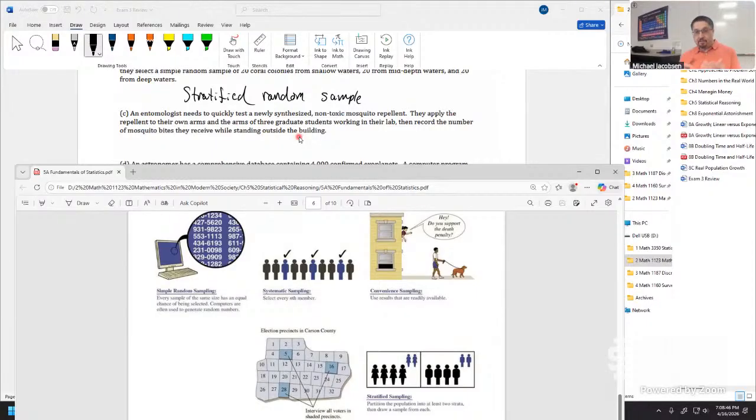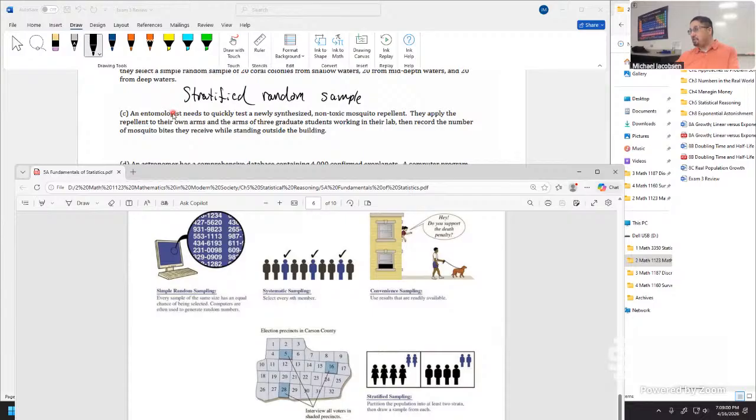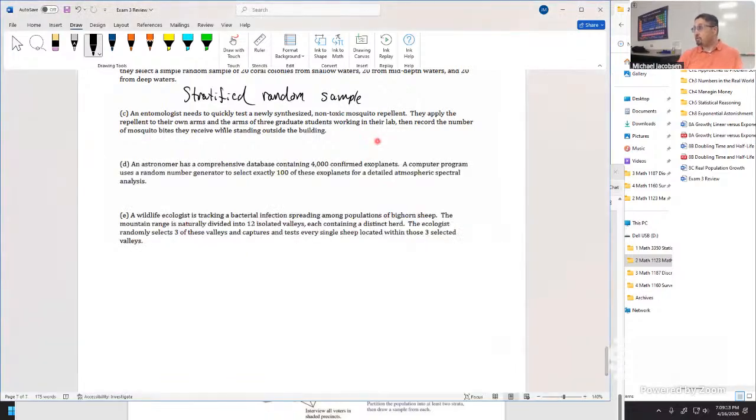Horrible experiment, but if this experiment runs, what kind of sampling design would you all say this one should be? Convenience. Yeah, absolutely. It was just convenient to the entomologist to use their own arms, and the people nearby, the poor lab assistants, the three graduate students, also got roped into this. That's much like what's going on here. They use results that are readily available. So good call, convenient sample. So now we can move on to the next.